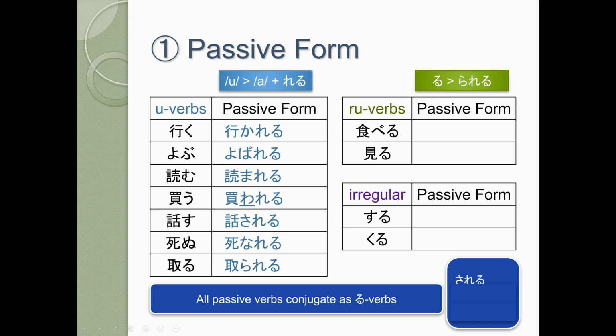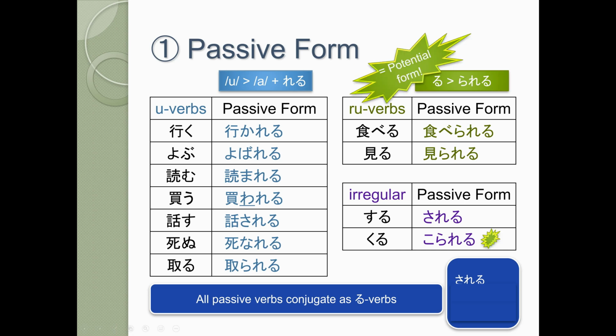For ru verbs, we are going to drop the ru and add られる. So, 食べる, we drop the ru and we have 食べられる. 見る, drop the ru and we get 見られる. So this might look kind of familiar to you, right? And we'll talk about that in just a second. For the passive form, する will change to される and 来る to 来られる.